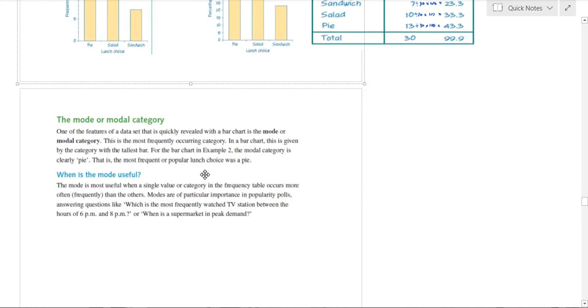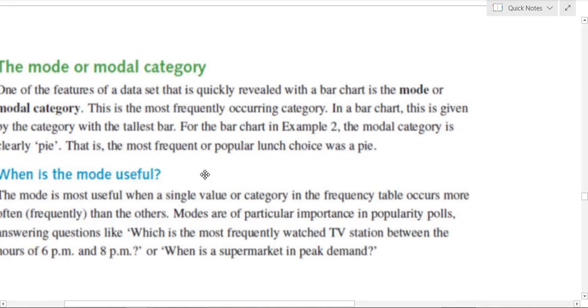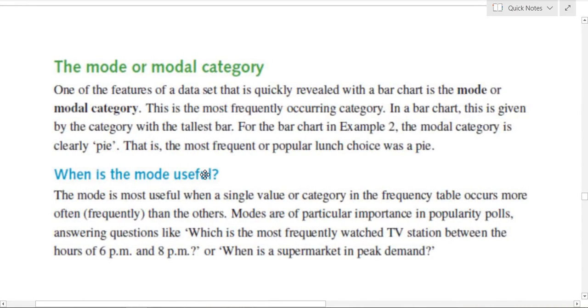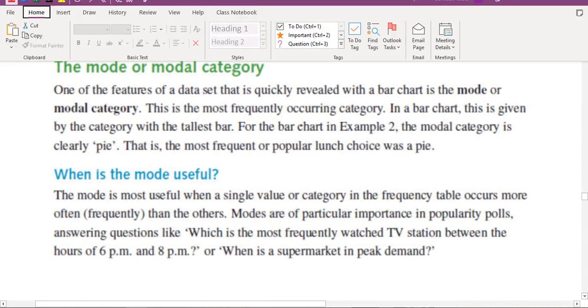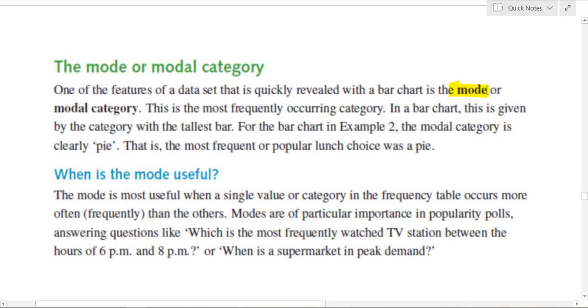All right, modal category. It's funny because a lot of kids still ask, what does modal mean? Modal is the same as the word mode. When you talk about mode, it's the most frequent, the one that appears the most, and the one that's got the highest bar. So when it's asking you for the modal, just think of it as what is the most frequent one there, which one has the highest frequency.